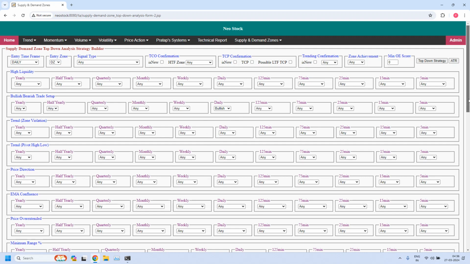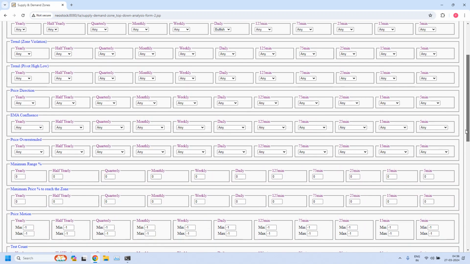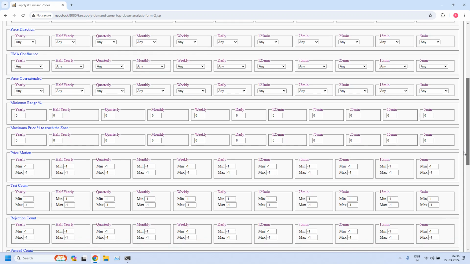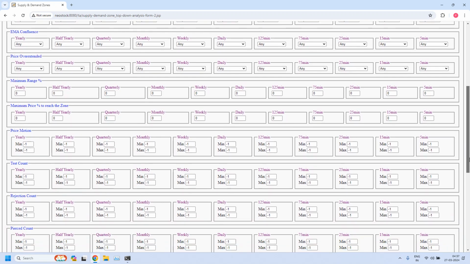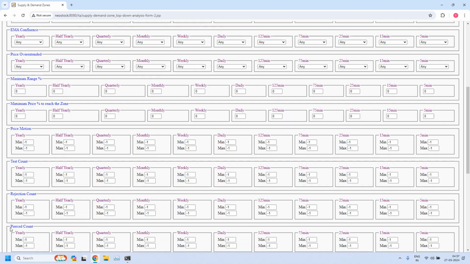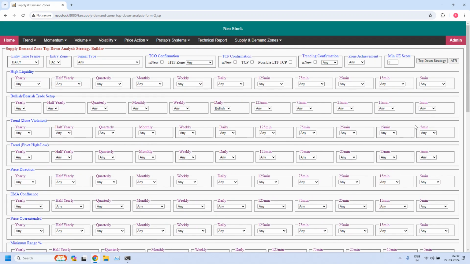The first filter should be the zone should not be pierced. We don't trade on the pierced zones. So you want only non-pierced zones. For that, you need to select this parameter pierced count, the last parameter in this page, and go to the daily time frame here and set the minimum value 0 and maximum value 0 indicates the pierced count is 0. That means zone is not pierced.